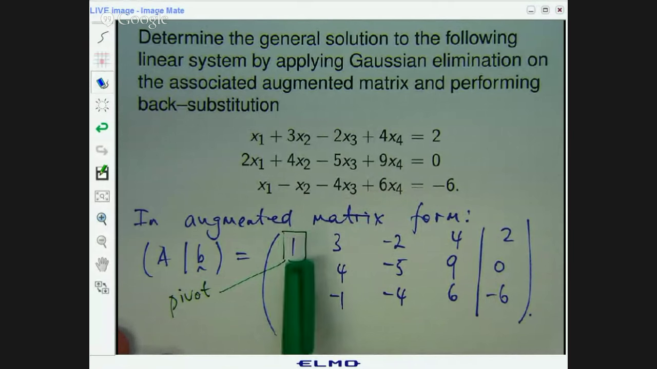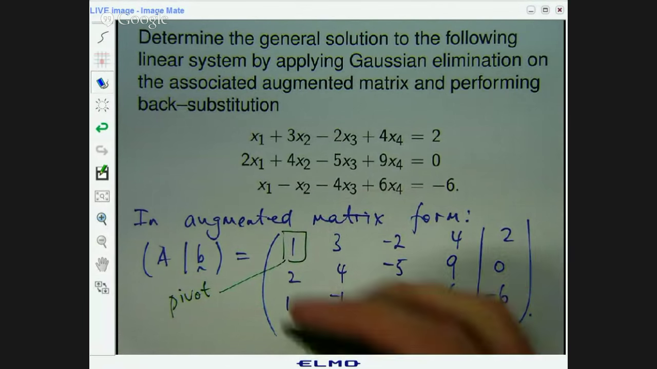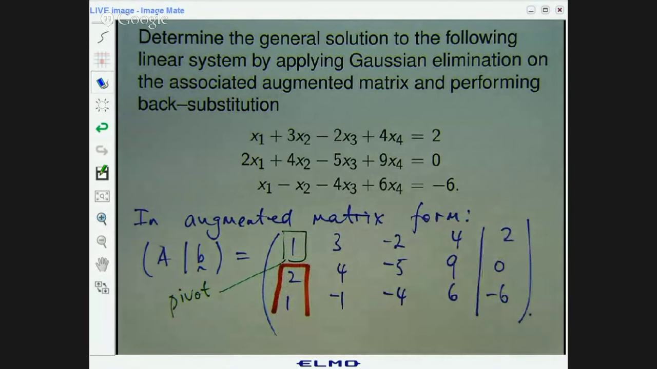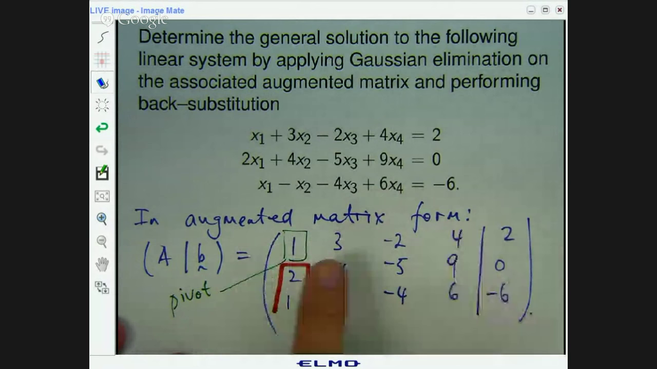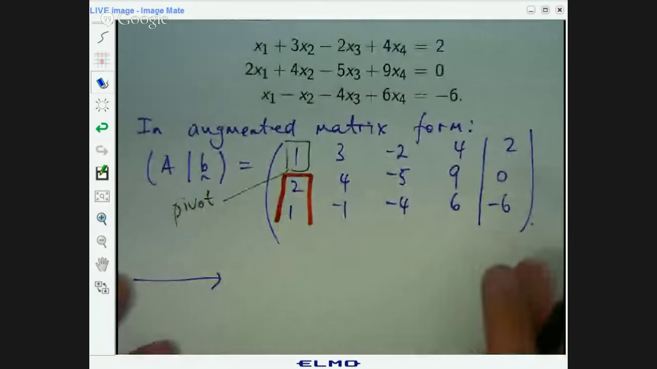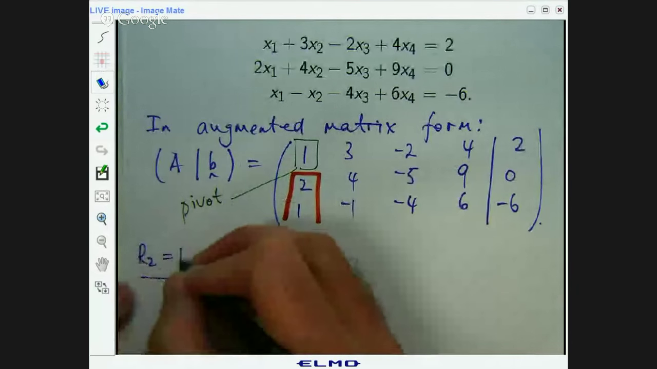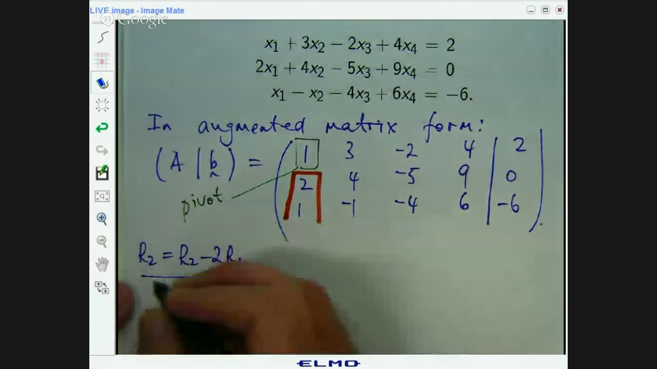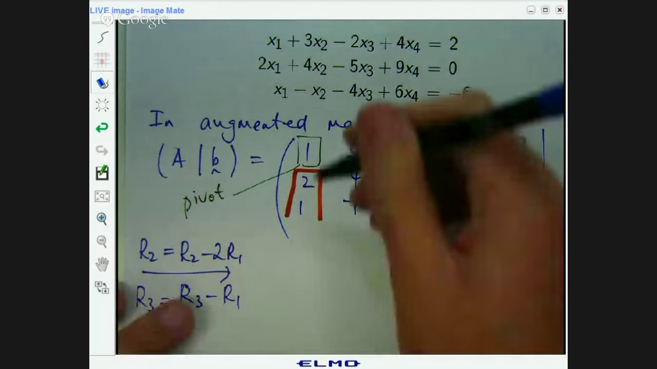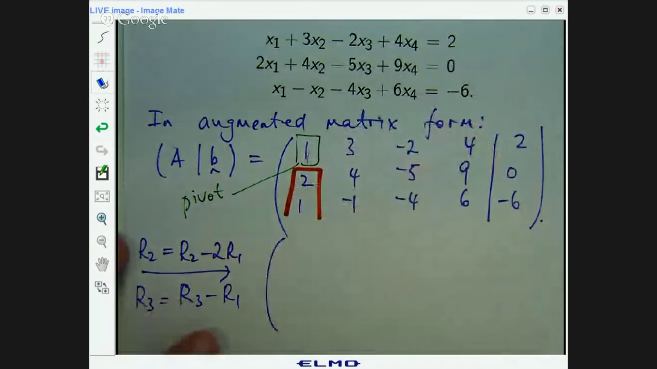If it's not 1 or it's not in the top left-hand corner, you can make it 1 or move it up to the top left-hand corner. Now, the next part of the procedure is to look underneath that pivot entry and make everything underneath it equal to 0. So I can do that just by adding rows or taking away rows. So row 2 would be row 2 minus 2 times row 1. Row 3 would be row 3 minus row 1. So let's write those down. So row 2 equals row 2 minus 2 row 1. Row 3 equals row 3 minus row 1. And you just add the corresponding entries together, okay?